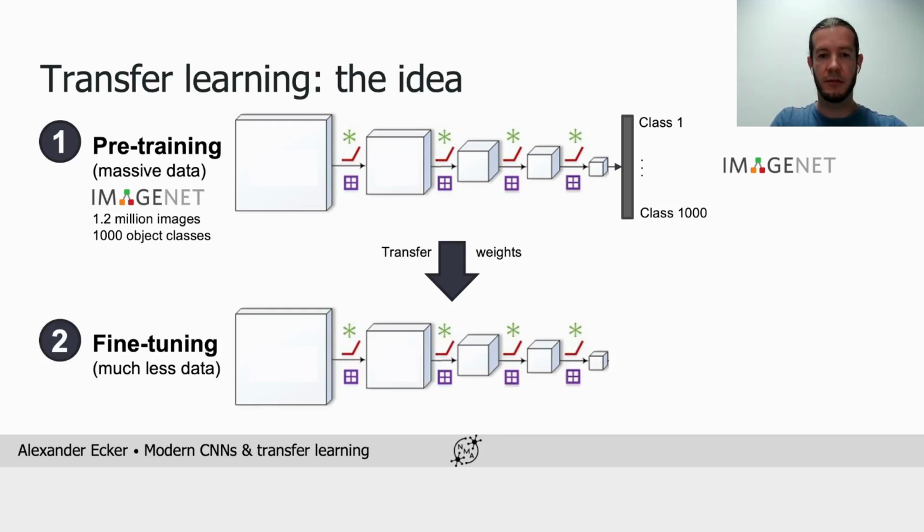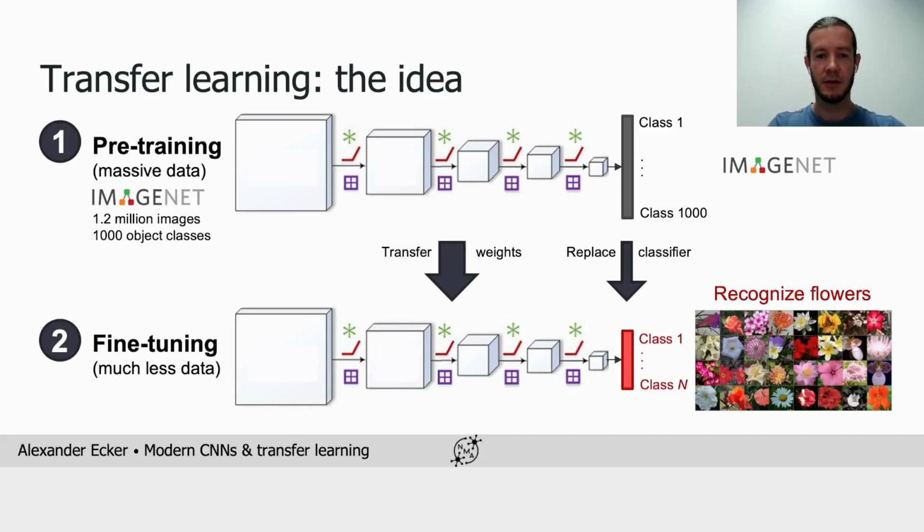So now we throw away the 1,000-way classification layer and we replace it by a 100-way softmax layer for your 100 classes of flowers. But we keep the weights in the convolution layers. Then we fine-tune the network to the task of flower classification. And because the convolution layers are initialized with the weights trained on ImageNet, we expect it to perform substantially better than training from scratch, where we're heavily limited by data and would easily overfit.